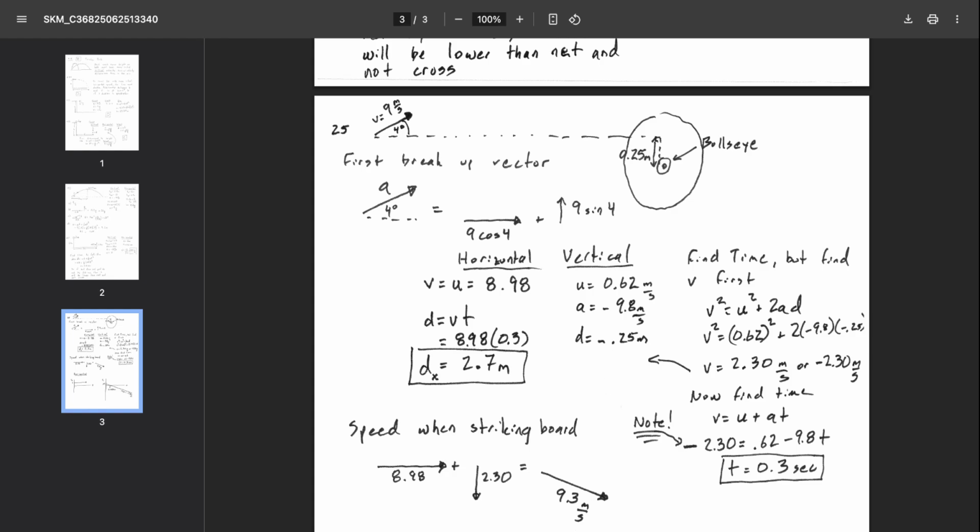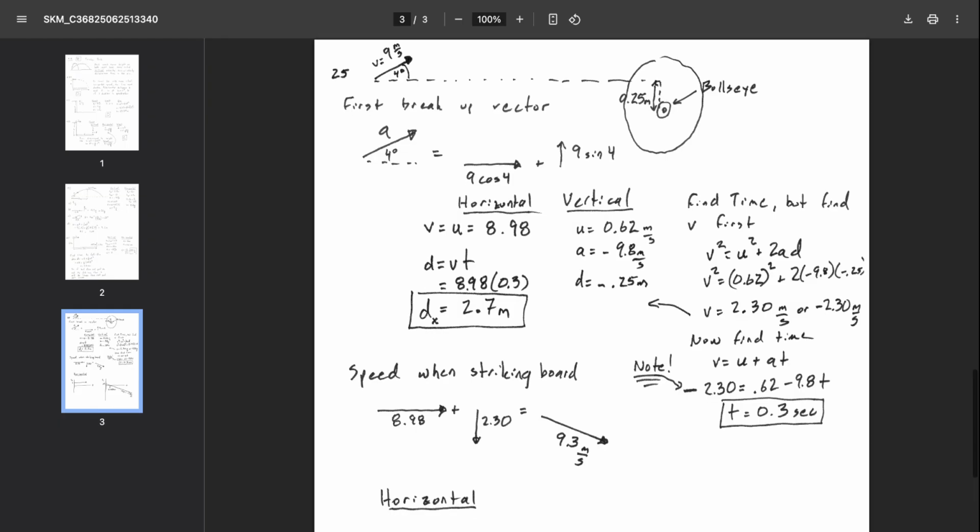All right, calculate the distance between Olaf and the dartboard. That one's pretty straightforward, because once you know the time, which they gave you technically at 0.3, you can just say horizontal distance is strictly determined by horizontal direction. So distance is velocity times time. You know the velocity, you know the time. Distance has got to be 2.7 meters, which is about 8 feet.